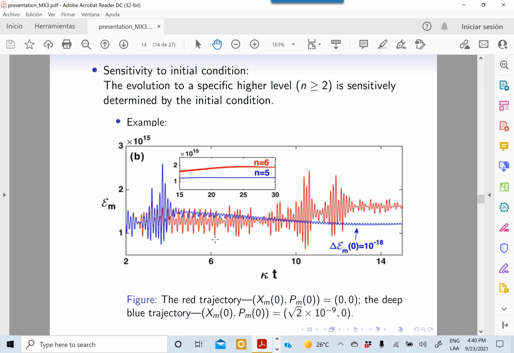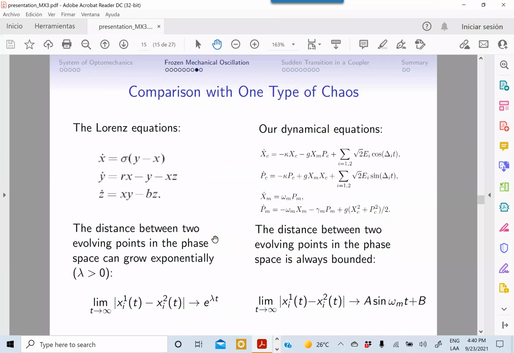As it's very well known, sensitivity to the initial condition mostly exists in chaotic systems. But this is not a chaotic system. We can make a comparison. It's a totally different system, but it also exhibits sensitivity to initial conditions. We can compare with one type of chaotic system in this way.